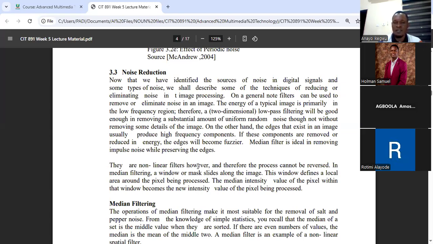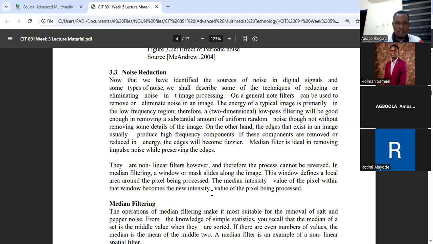Median filter is ideal in removing impulse noise while preserving the edge. If you are using software to do this, maybe you're using Photoshop, some of these are features that enable you to do that. When you click on this one, draw it and apply it, you check what you get, so that if you don't really want it, you can increase it or reduce it. If you engage yourself in any graphic designing, you will see all this in the practical notes.